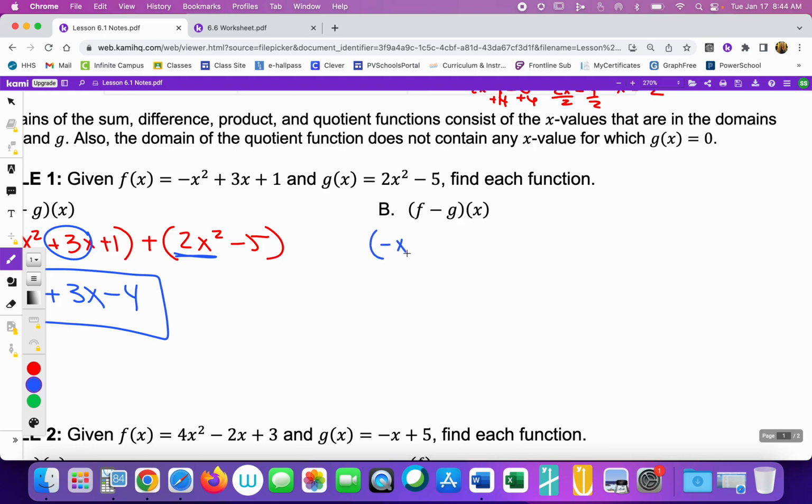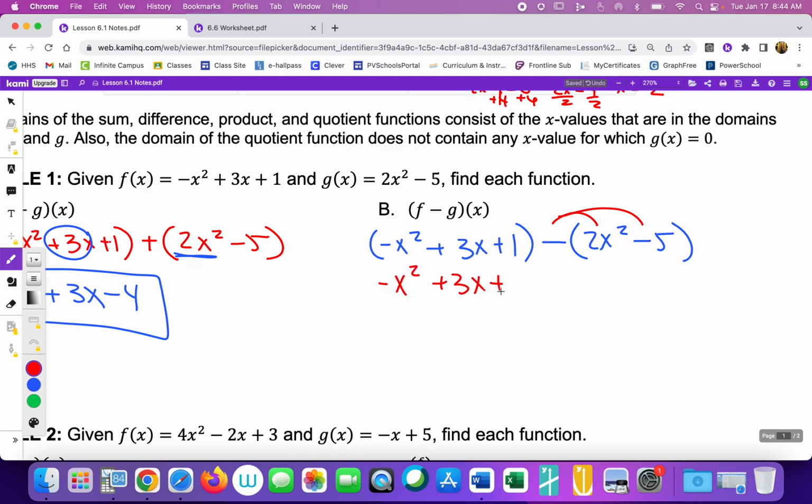So you'll have negative x squared plus 3x plus 1 minus the g function, 2x squared minus 5. So on this one, the parentheses are absolutely necessary. You will distribute that minus sign prior to combining like terms. Okay, so be careful with that. This stays the same. Now it would be minus 2x squared plus 5. Then you would combine like terms after that. So can anyone tell me what that looks like? Braxton?